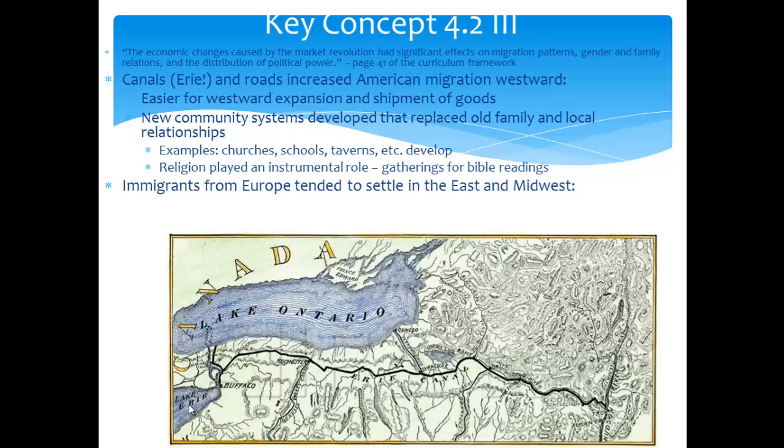Immigrants from Europe tended to settle in the East and the Midwest, and there's two groups that you should know at this time. And this will lead to increased interdependence between the Northeast and the Old Northwest.